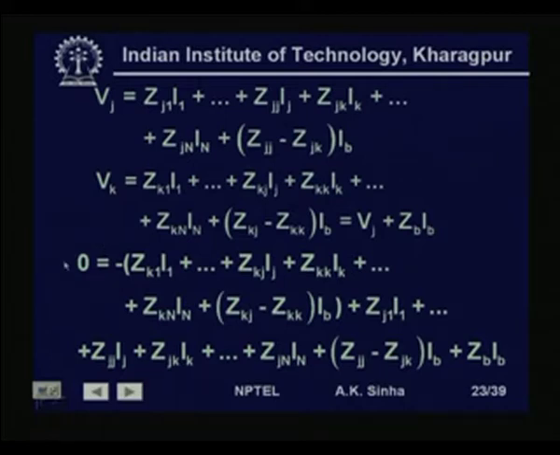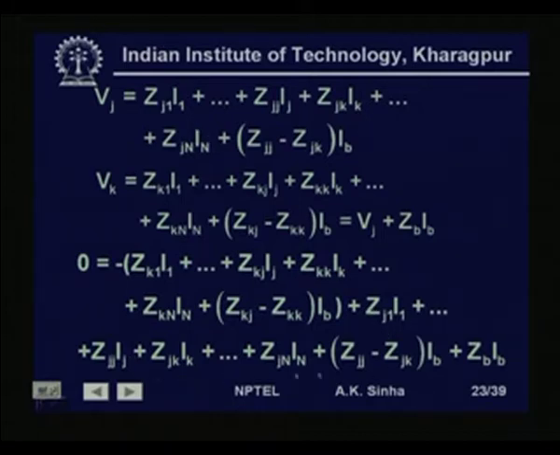So, we are writing 0 is equal to Vj minus Vk. So, we are writing minus Vk here plus Vj, this whole expression with a negative sign. So, minus Vk plus Vj, this is the Vj term that we have, this expression that we have.